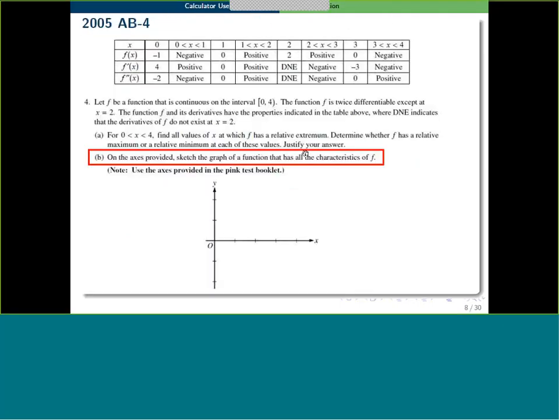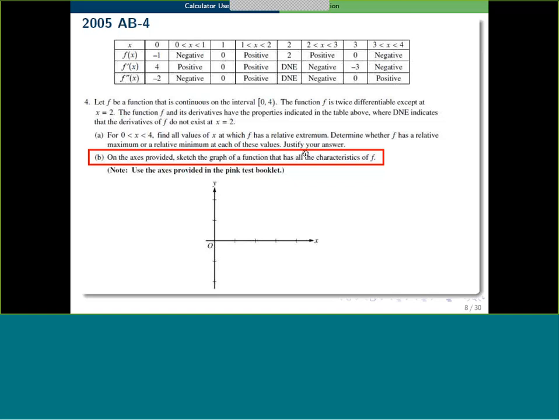Before I do so, I just wanted to make a couple of other comments about graphing a function in an arbitrary window. I wanted to take a quick look at 2005 AB4 because it's sort of a misconception here. If you take a look at this one, we have a table with f, f prime, and f double prime with various values and some characteristics of those functions given. And I'm focusing in just on part B. It says on the axes provided, sketch the graph of the function that has all those characteristics given in that table. Well, someone might take a quick peek at this and think, well, this is a graphing calculator problem, and it is not.